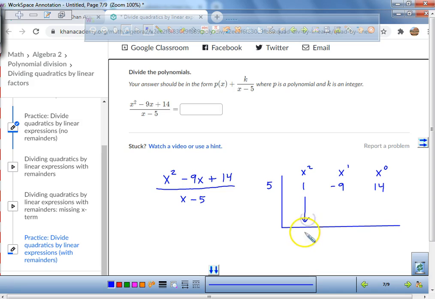Drop the 1 down. 5 times 1 is 5. Awesome. What are we always going to do with these? Add them together. -9 plus 5 is -4.